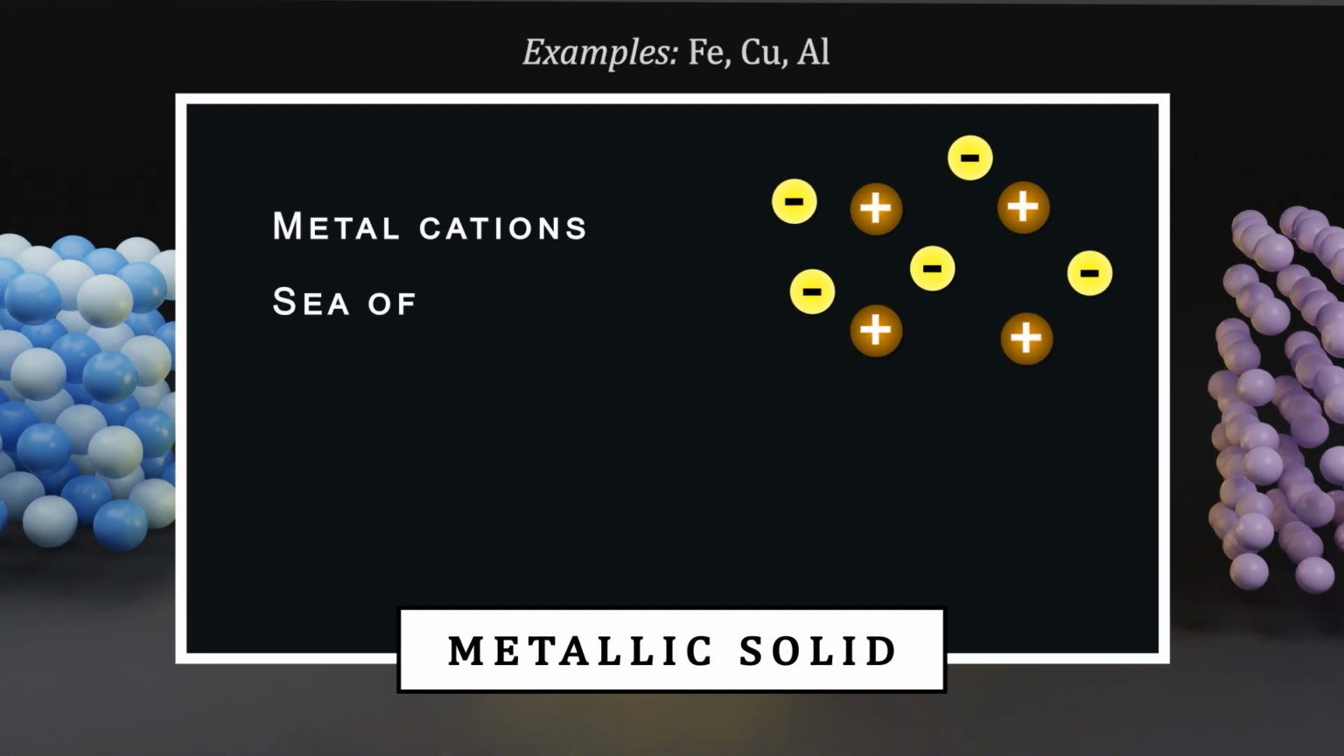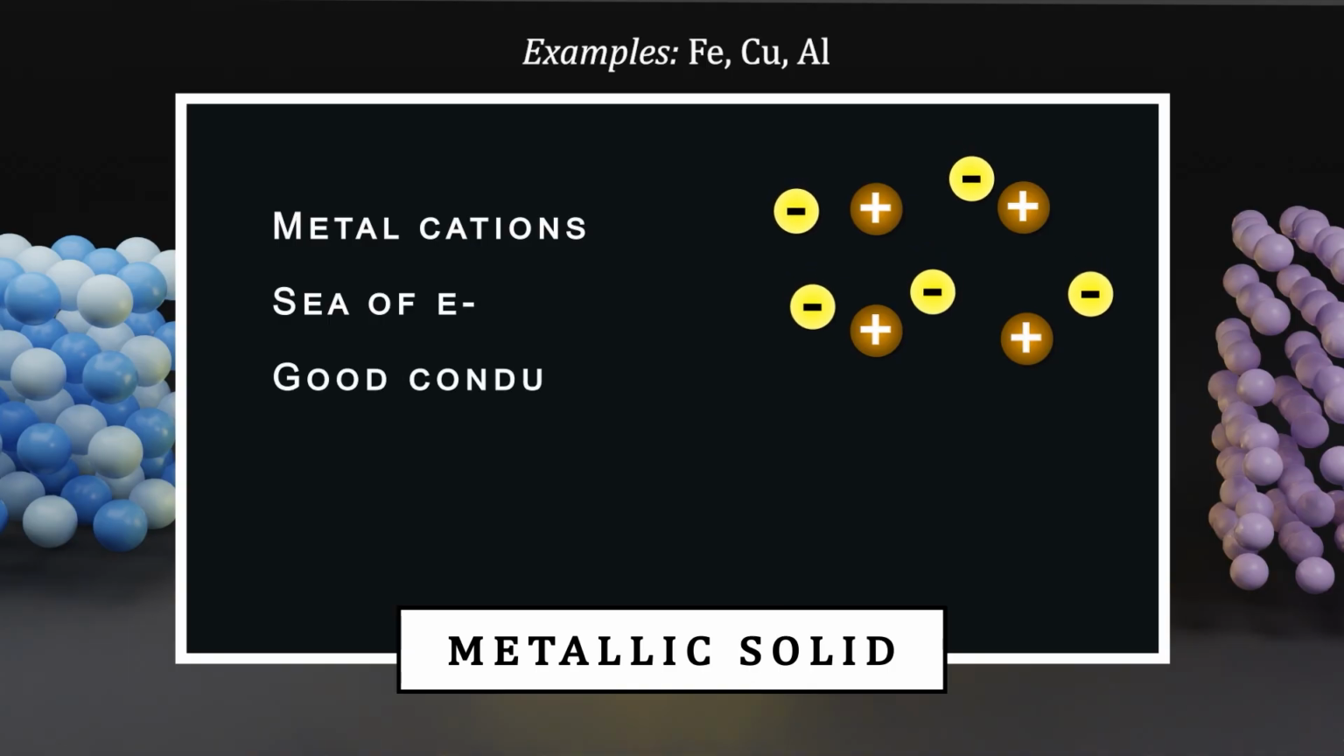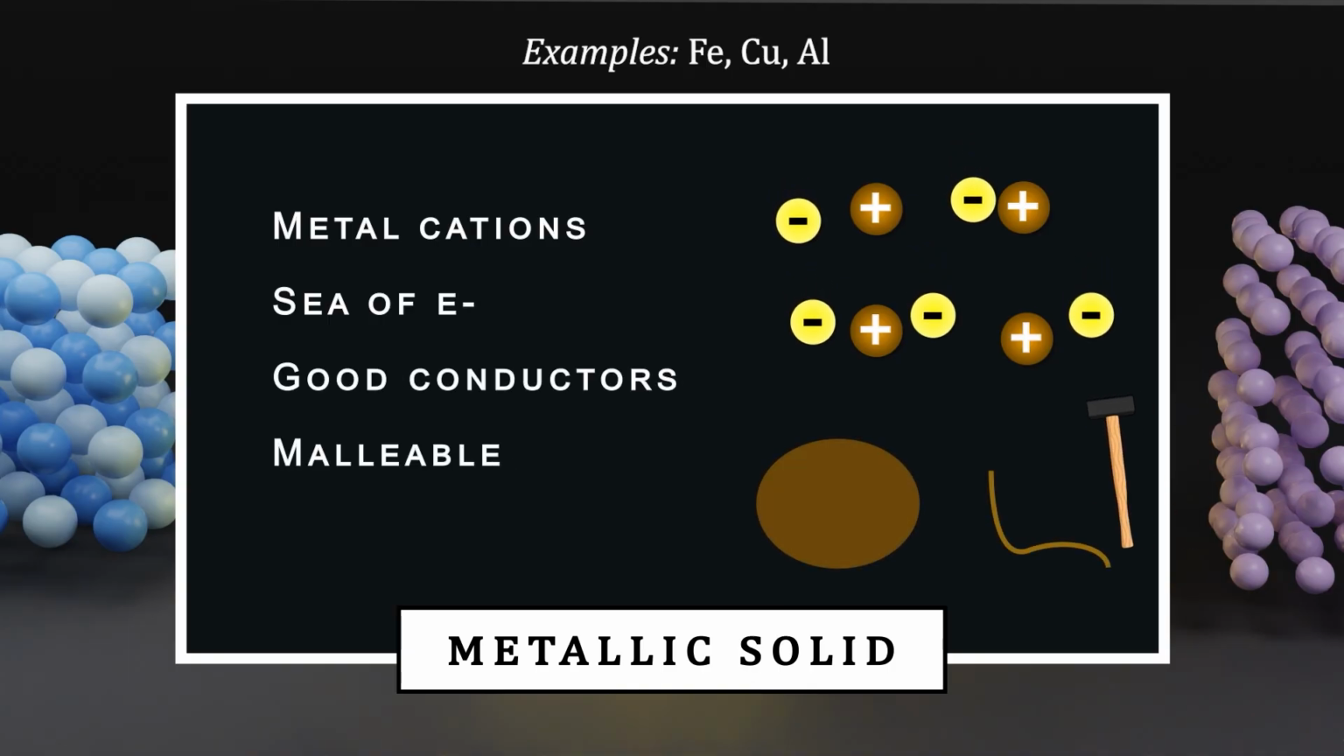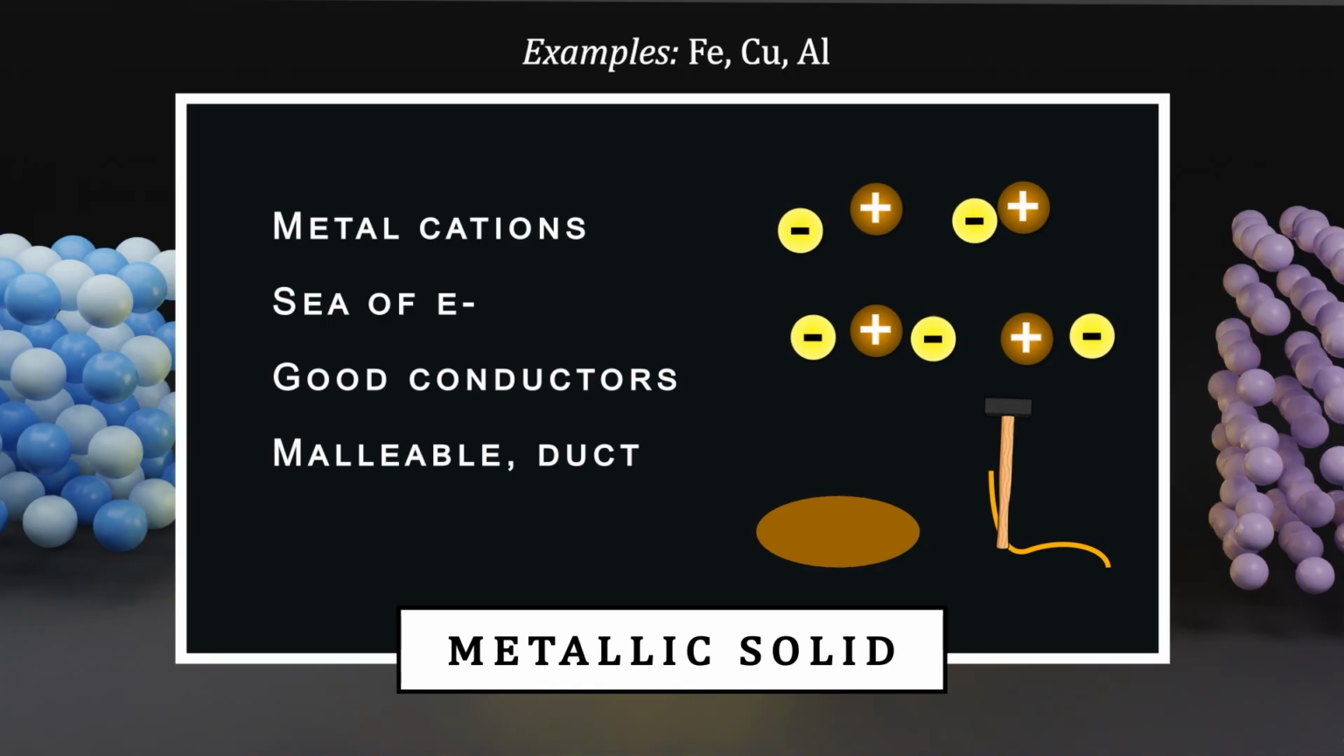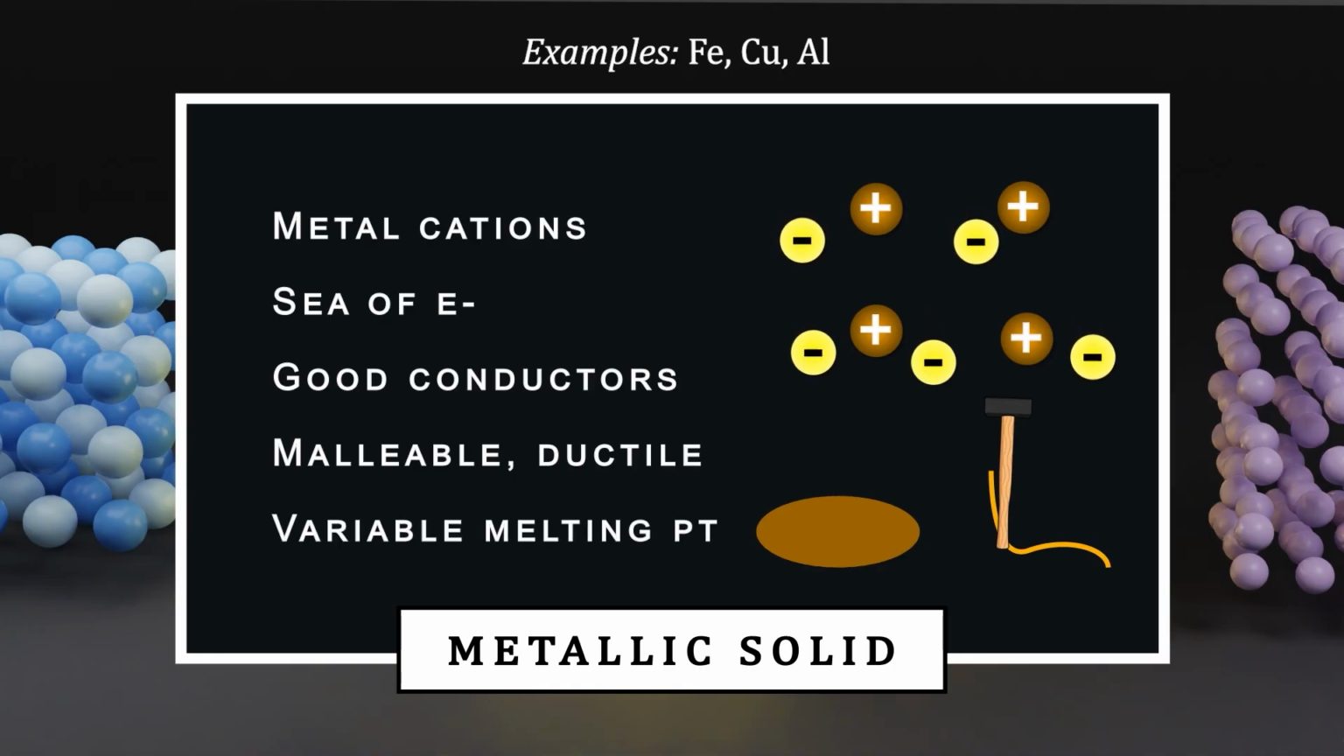Metallic solids consist of metal cations in a sea of delocalized valence electrons. The mobile electrons explain why metals conduct electricity and heat. They are also malleable and ductile.